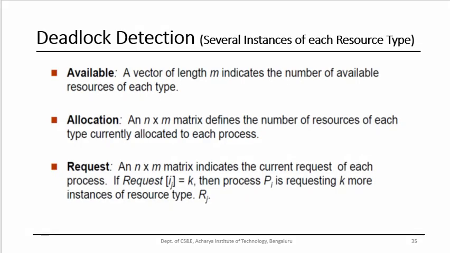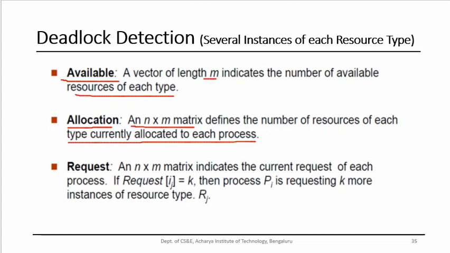Before I discuss the algorithm, we have to know what data structures are used by this algorithm. Like Banker's algorithm, here also we make use of data structures like Available and Allocation. Available is a vector of length m which indicates the number of available resources of each type. Allocation is an n cross m matrix which defines the number of resources of each type currently allocated to each process.